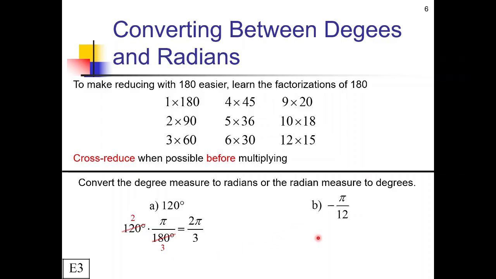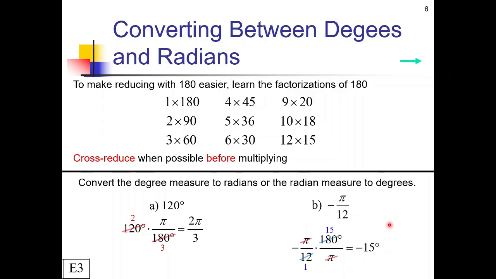Now let's do this other one, negative pi over 12. We need to convert this to degrees. So that means now I need the degrees on top and the pi radians on the bottom. So we've got 180 over pi there. First off, these pi's cancel, so that's good. But also the 180 and the 12 are reducible. We see up here that 12 and 15 gets us 180. So if I reduce that, that leaves me with a 15 up here. Awfully convenient. So this is going to be a negative 15 degrees.